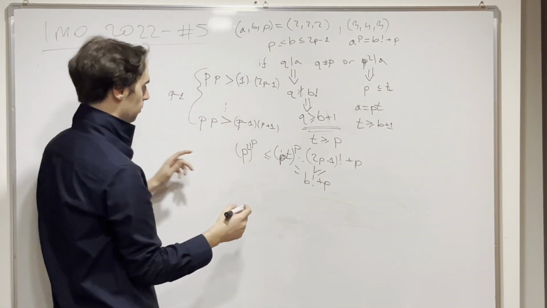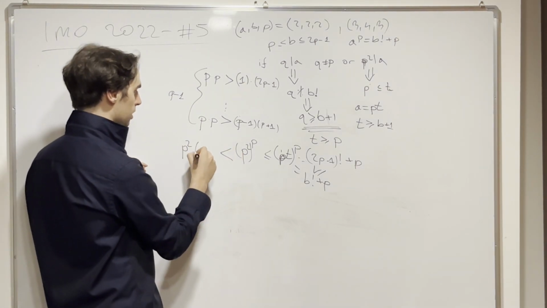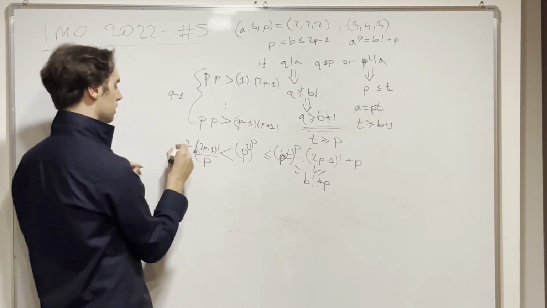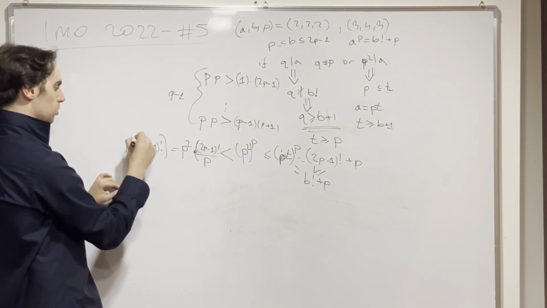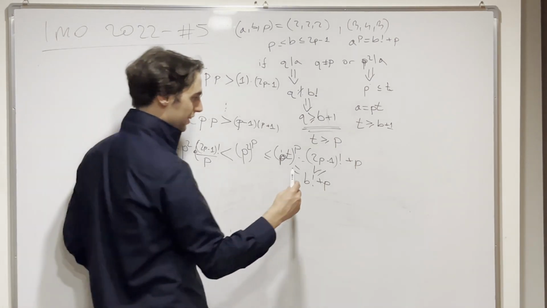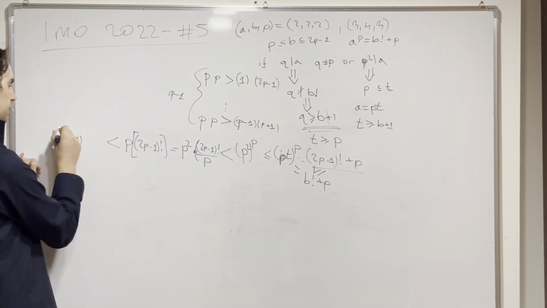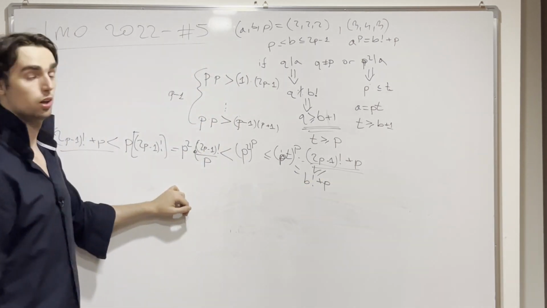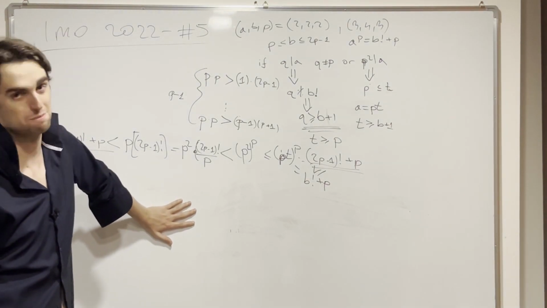When I multiply these inequalities together, I get this is strictly greater than p squared times 2p minus 1 factorial over p. In other words, this is strictly greater than p times 2p minus 1 factorial. And now, this thing is strictly greater than 2p minus 1 factorial plus p. And here's my desired contradiction. And now, what does my contradiction imply?